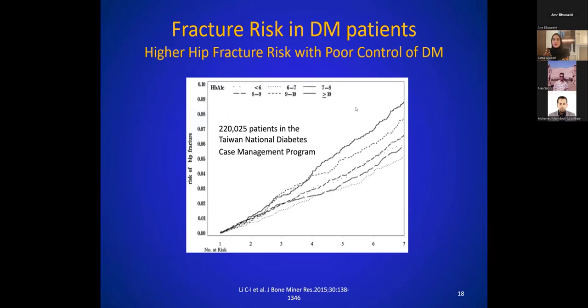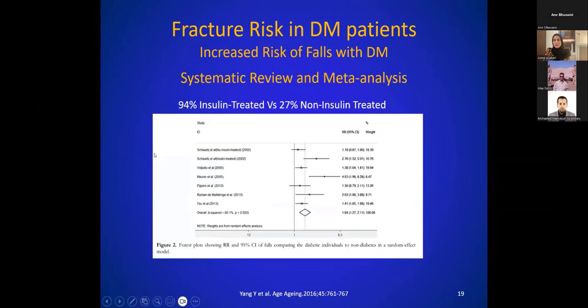And this is another study also showing you that the patients with diabetes, they're having a very high risk of a fracture when they're having a poor glucose control. And here, if you're looking at this, this is 220,000 patients from the Taiwan National Diabetes Case Management, and it's showing in the upper side of the graph that the higher hemoglobin A1C, when it's more than 10, they're having a higher risk, and the lower dots, if the hemoglobin A1C is less than 6, the lower risk of a fracture. Next slide.